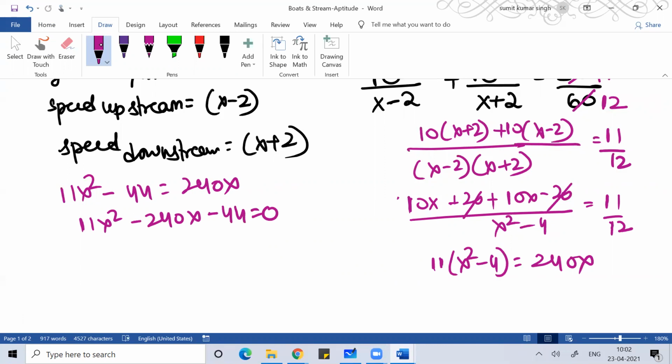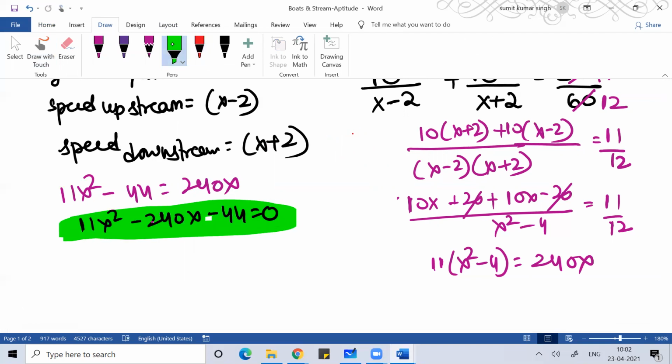11 into 44 is 484. You need to solve this quadratic equation, so you try to break the middle term. If I see this, you are getting a factor 484. I divide by 2, get 242, divide by 2, 121, then 11 and 11. So 242 and 2.